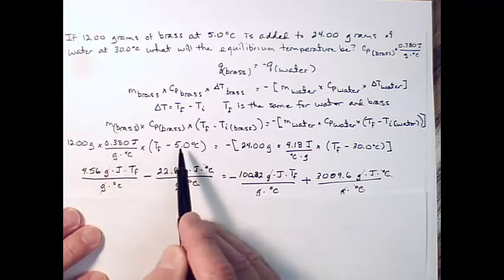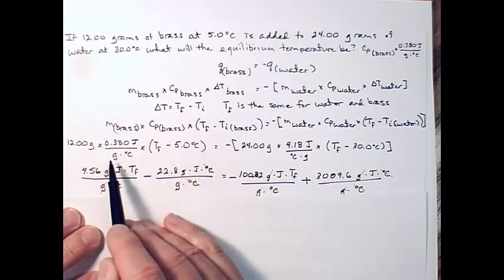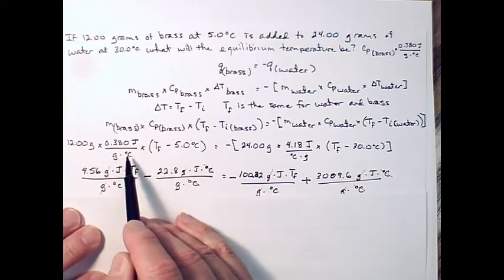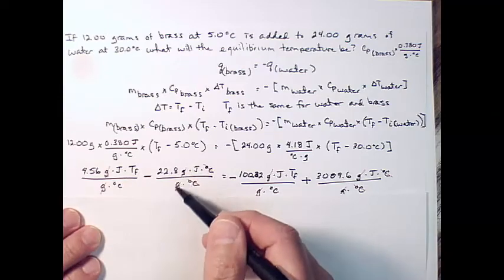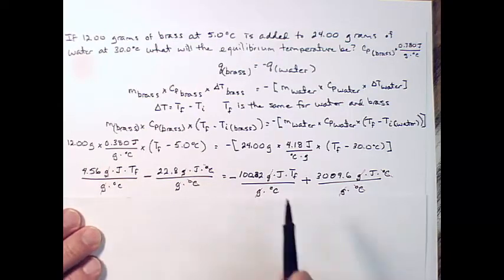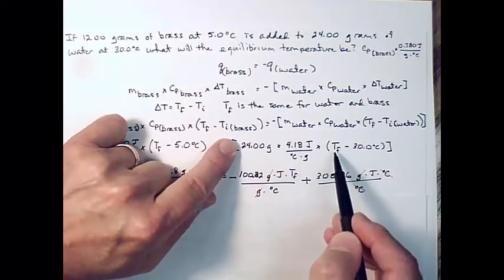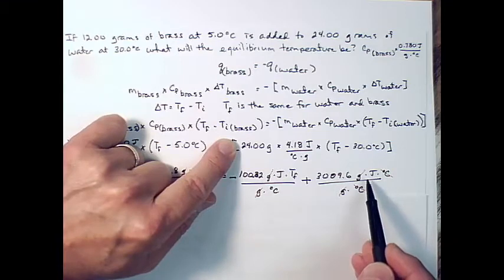Minus this times this gives you this number. You have grams, joules, degrees C times grams over grams times degrees C, or divided by degrees C as well. And you can see you can cancel out the grams and the degrees C. Over on the other side, this times this minus this times this gives you this stuff.